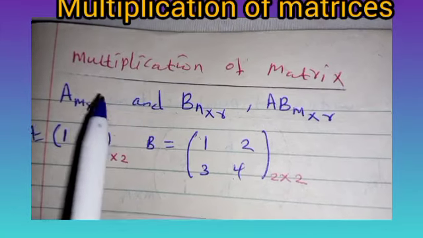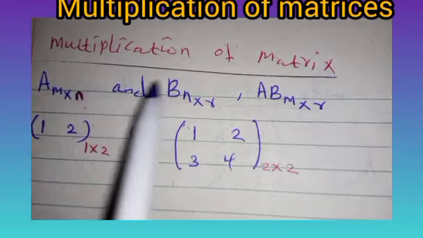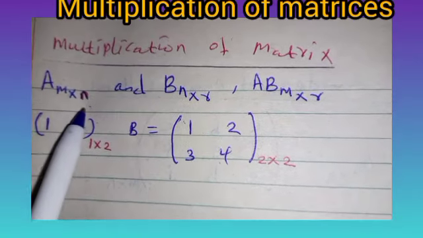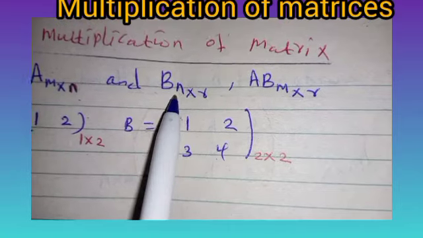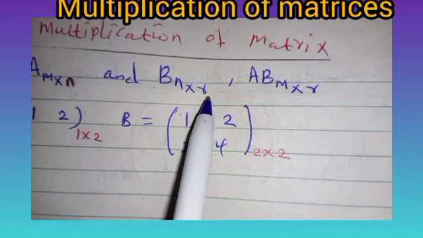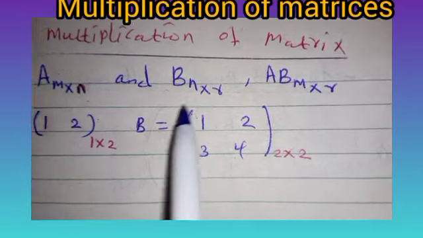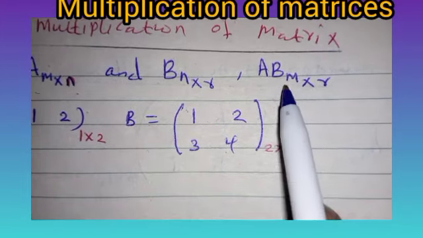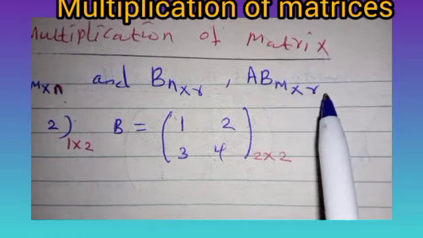Welcome, and let us look at multiplication of a matrix. If you have a matrix A of order m by n and matrix B of order n by r, then the new matrix which you get after multiplying A times B will be of order m by r.